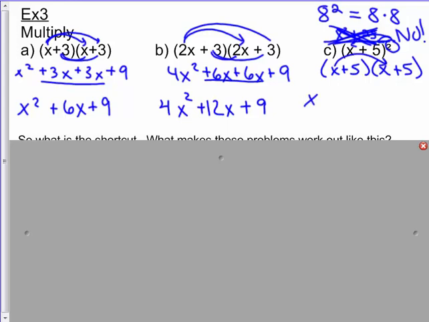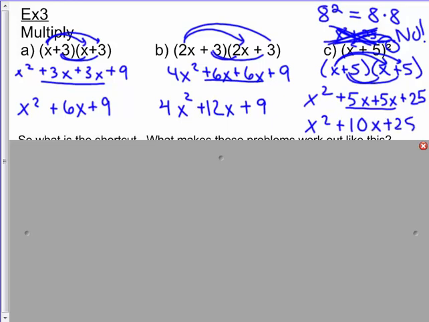So when I FOIL it out, the first one is x squared, the outside one is 5x, the inside one is 5x, and the last one is 25. When I combine them together, I get x squared plus 10x plus 25. So again, I'm looking for patterns here. What did I notice? When they are the same, what happens? Well, the middle term doesn't drop out. What happens to the middle term?